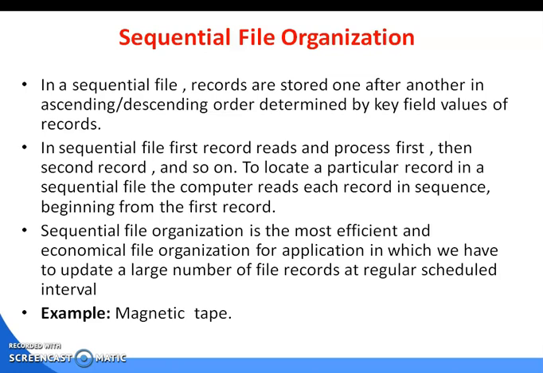Next comes the sequential file organization. In a sequential file, records are stored one after another in ascending or descending order determined by the key field values of the records. In a sequential file, the first record is read and processed first, then the second, then the third, and so on. That means all the records are stored in a sequential manner. The best example is the magnetic tape.